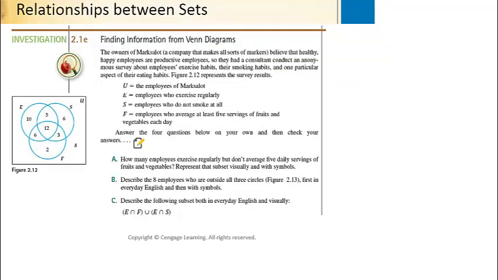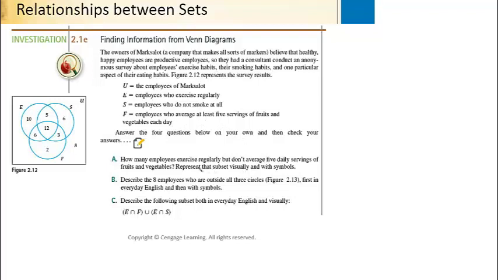Okay, so here's a Venn diagram that we're going to look at and see if we can answer some questions about it. So first off, we did a survey, or somebody did, and they did it at Marks-a-Lot, and you would be all the employees of Marks-a-Lot. So this whole universal set would be the employees of Marks-a-Lot. E are those employees who exercise regularly. S is we don't smoke at all. Really? Okay, so that don't smoke at all, I would think we'd call those like N or something for not smoke. F, employees who average at least 5 servings of fruits and vegetables.